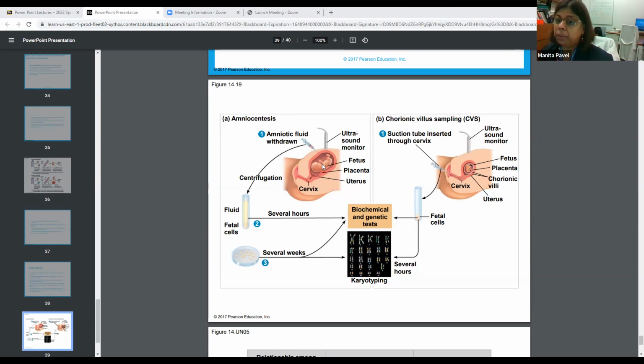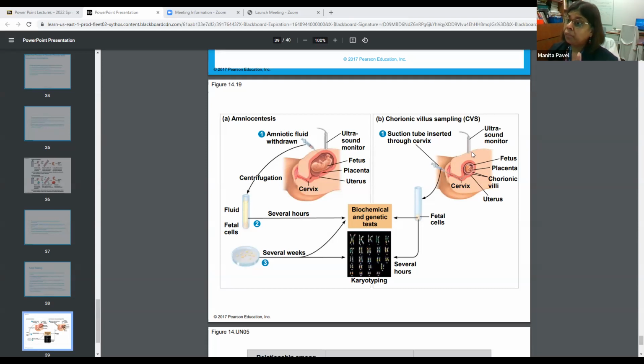Chorion surrounds the amnion. So again, looking through an ultrasound monitor goes through the cervical region into the uterus, and they get a scraping of the chorionic villi tissue, which will contain some cells. These fetal cells are centrifuged, collected, and once again, biochemical and genetic testing is carried out. But after several hours, results can be obtained. So this technique is carried out as early as the 11th to 15th week of pregnancy.